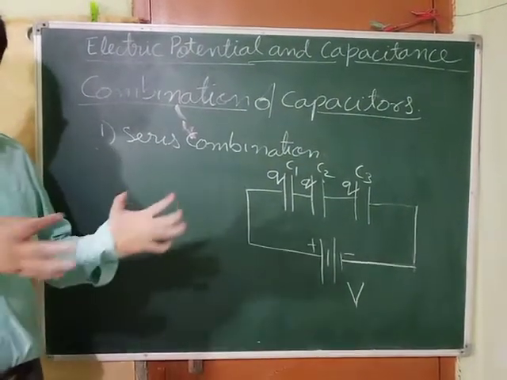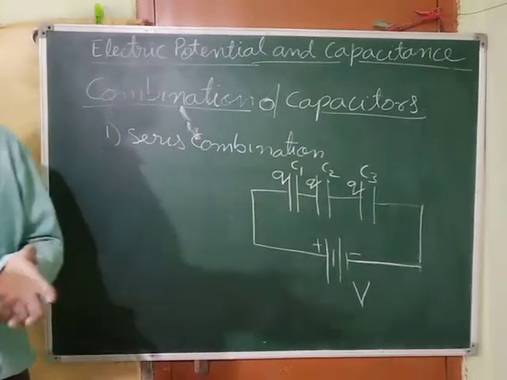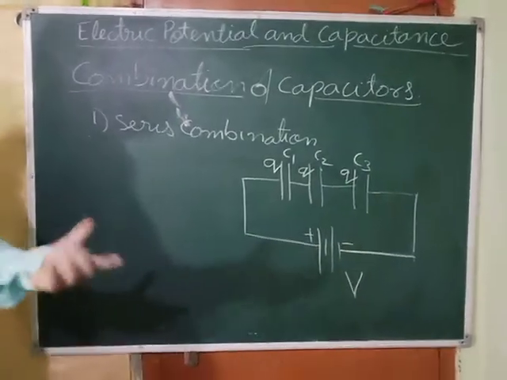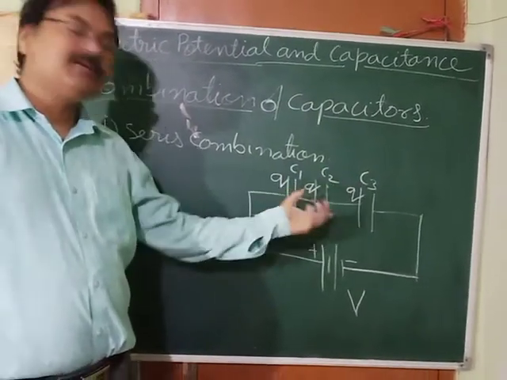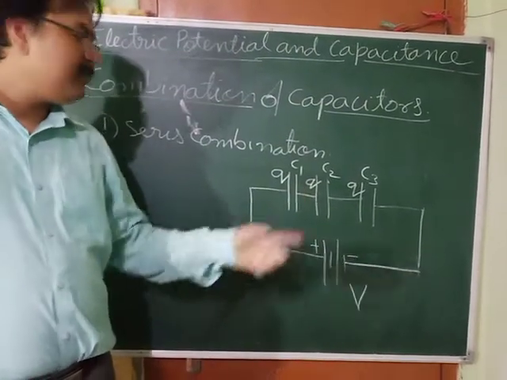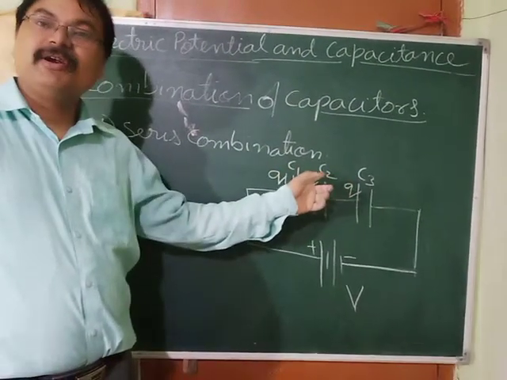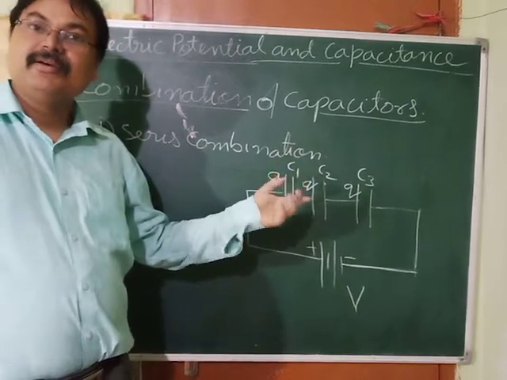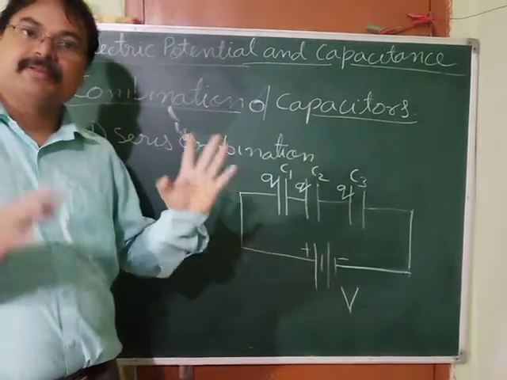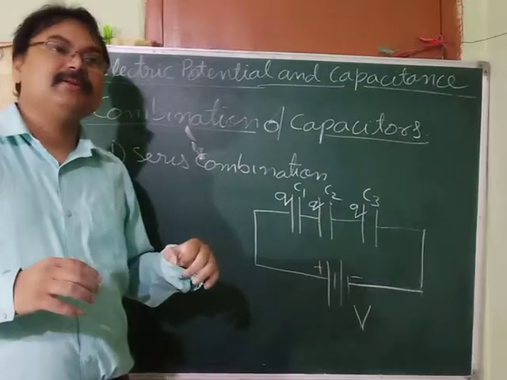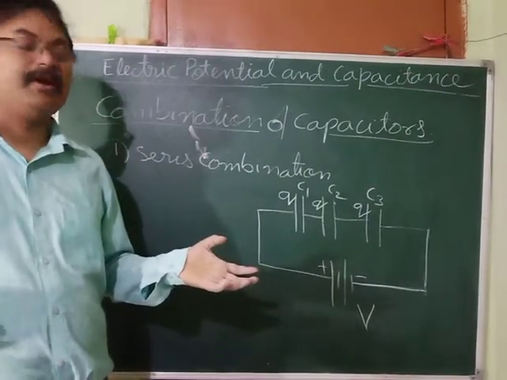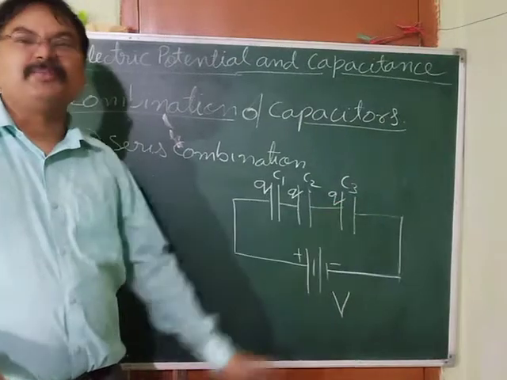So potential difference across them may be different. We cannot say it's different. It can be different, it can be the same. It depends on the capacitance of the capacitors. If the capacitance is the same, then the potential difference will be the same. If the capacitance is different, then the potential difference will be different. But the charge is going to be the same. That is the main thing.